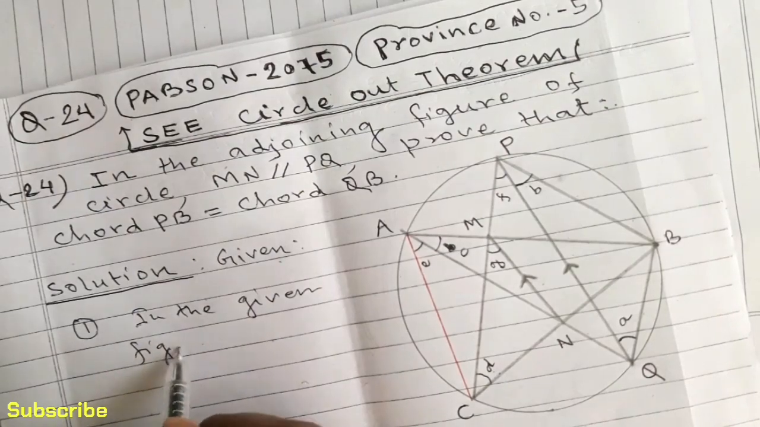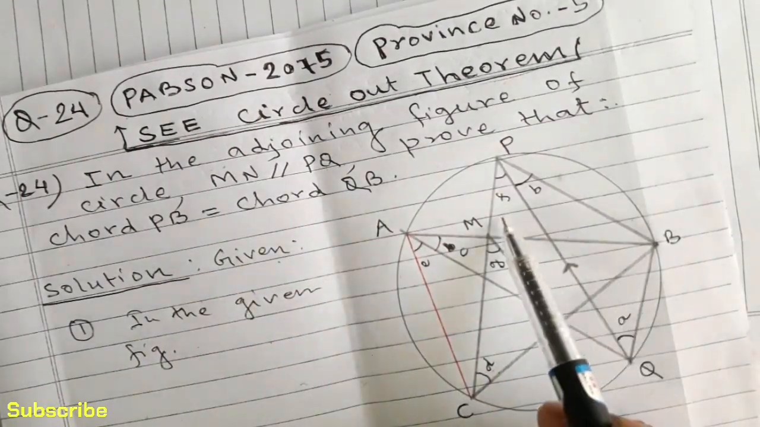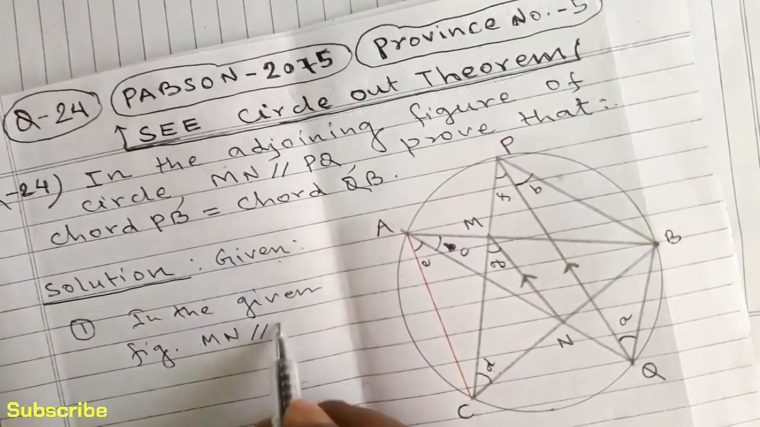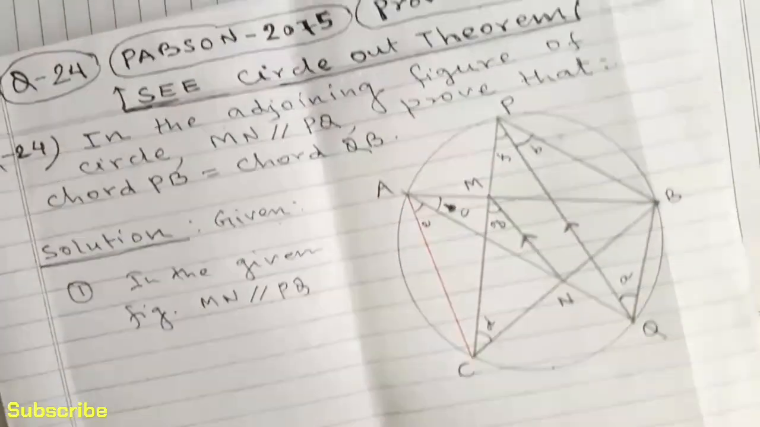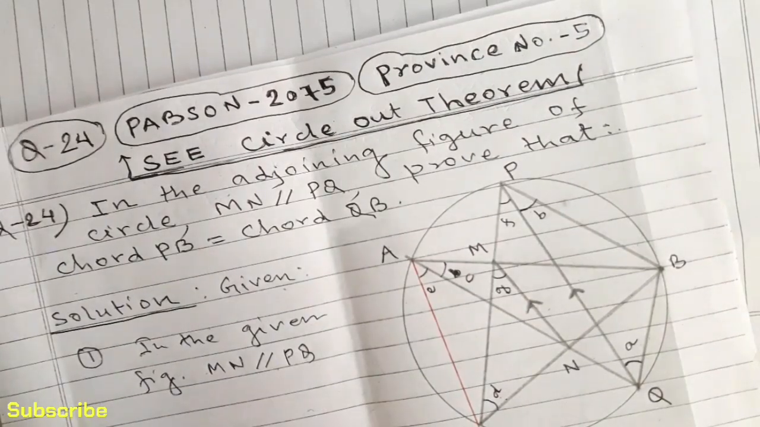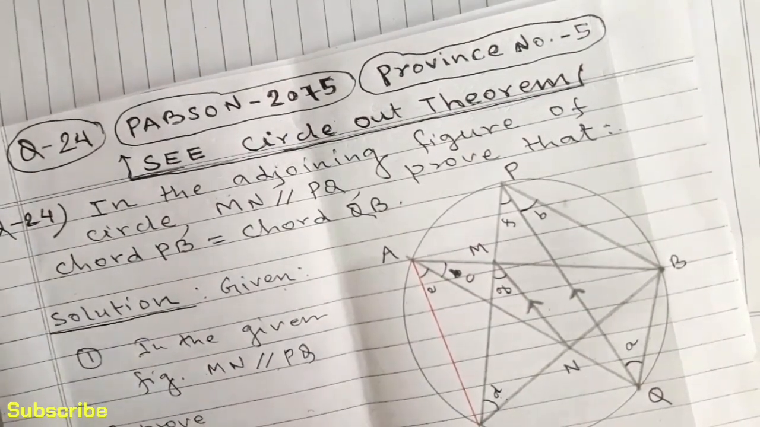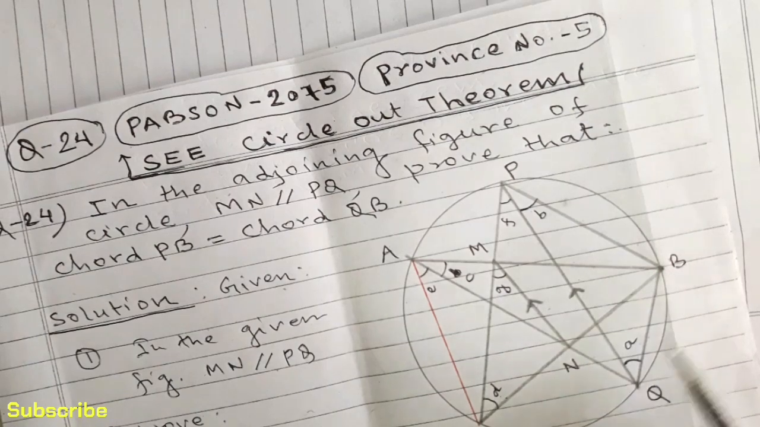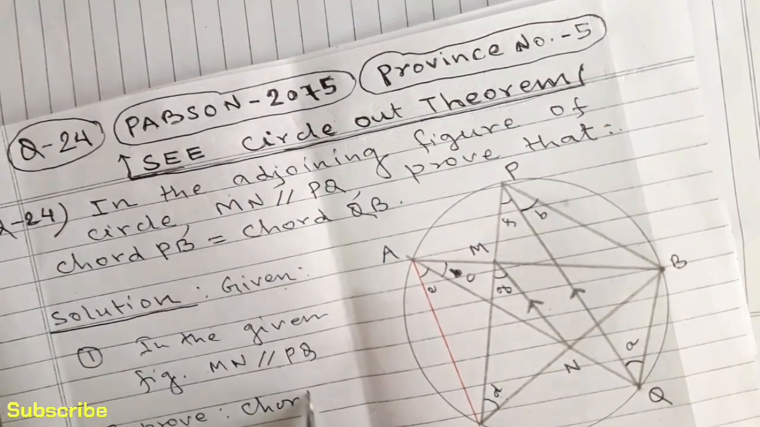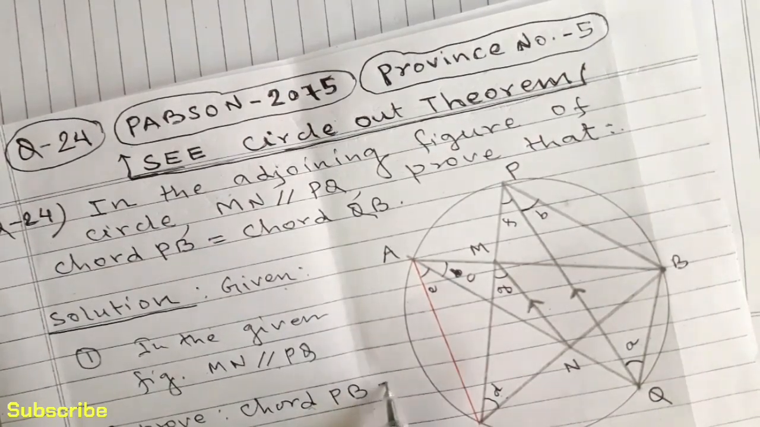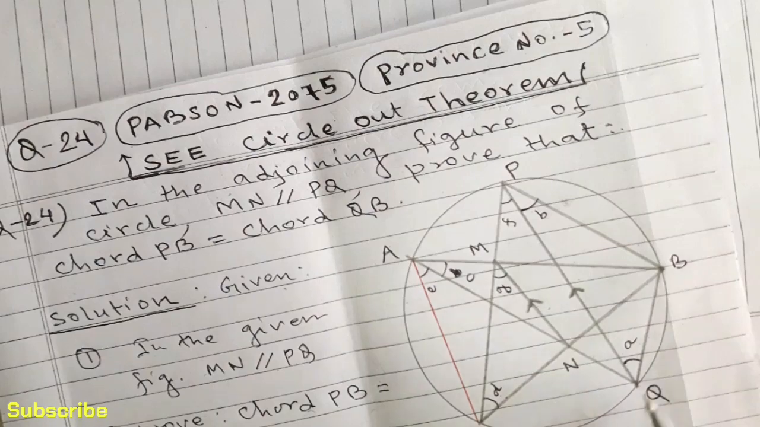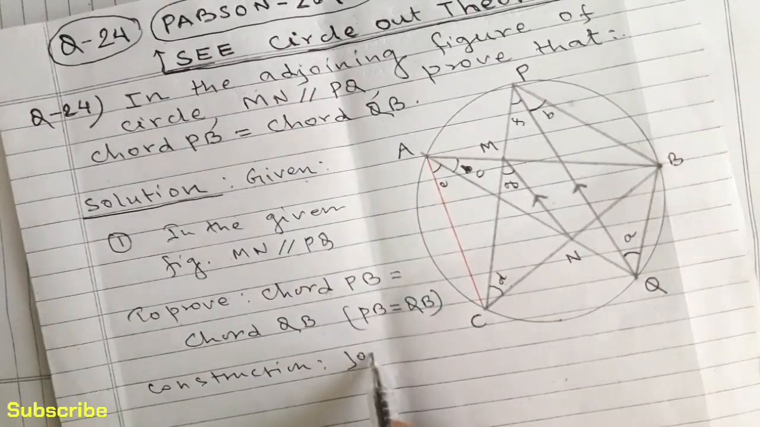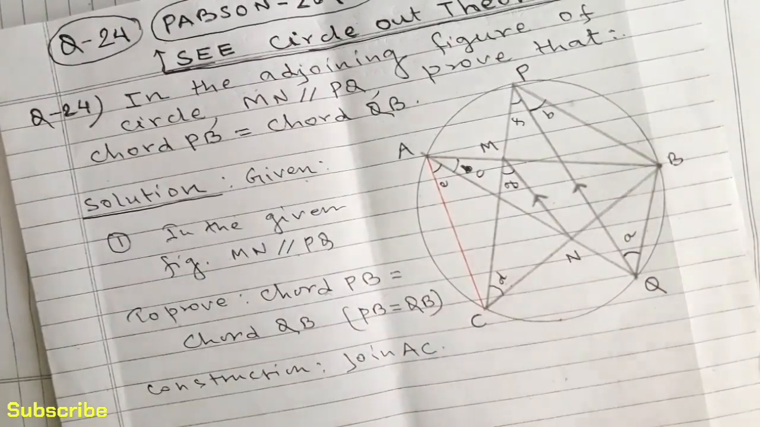In the given figure, we are given that MN is parallel to PQ. So we can write MN parallel to PQ. We have to prove that chord PB is equal to chord QB. We need a small construction: join AC, which I have already joined in the figure.